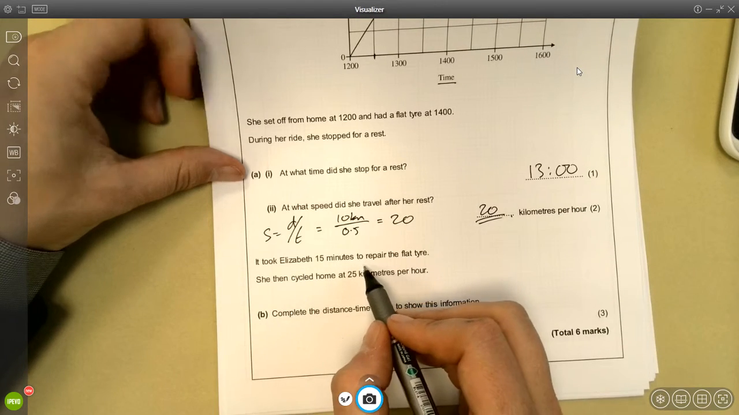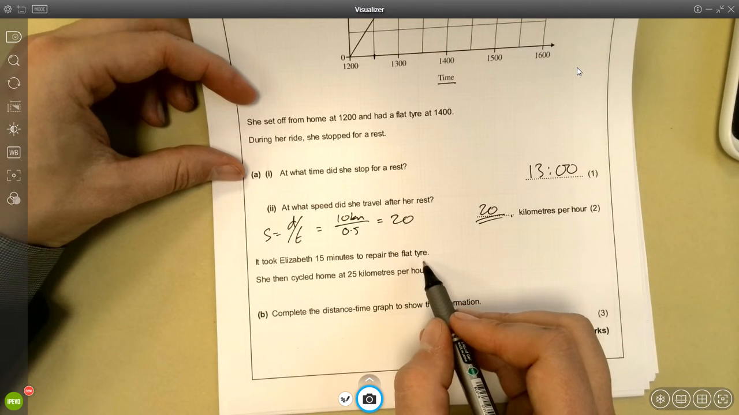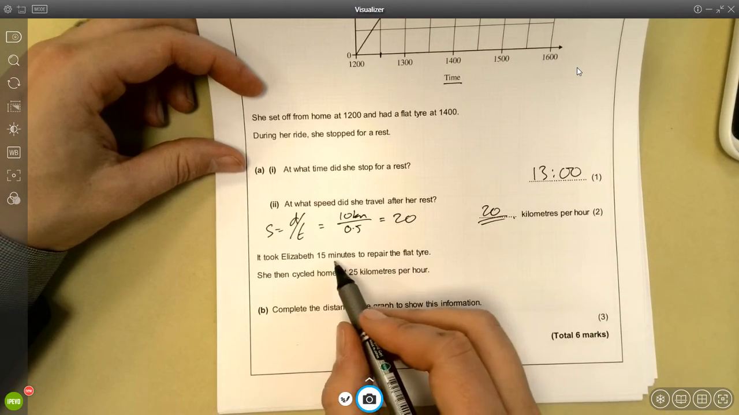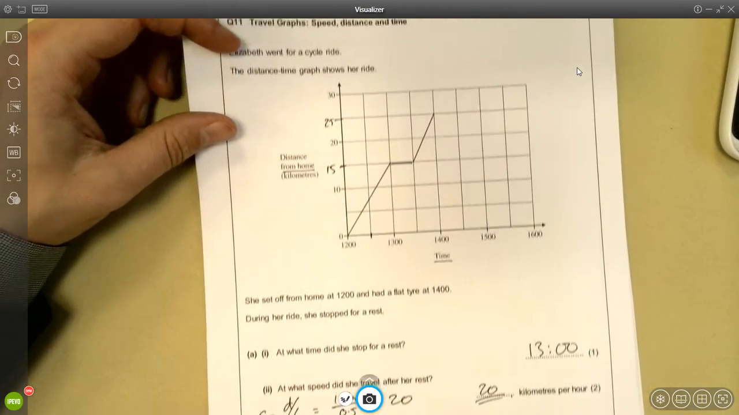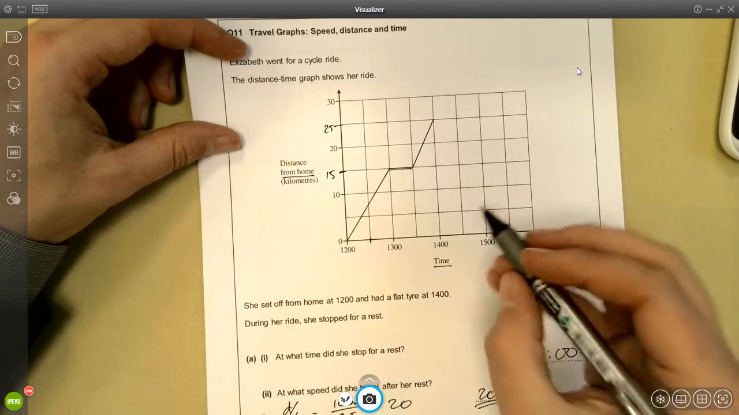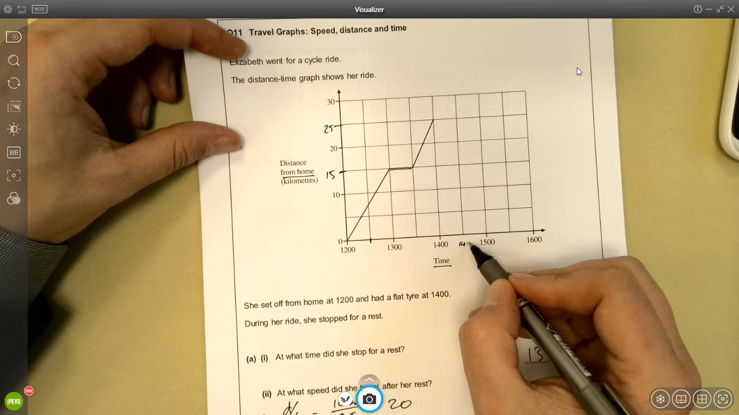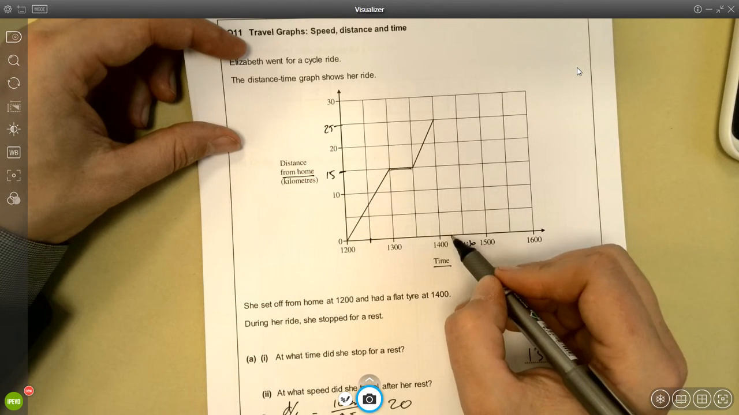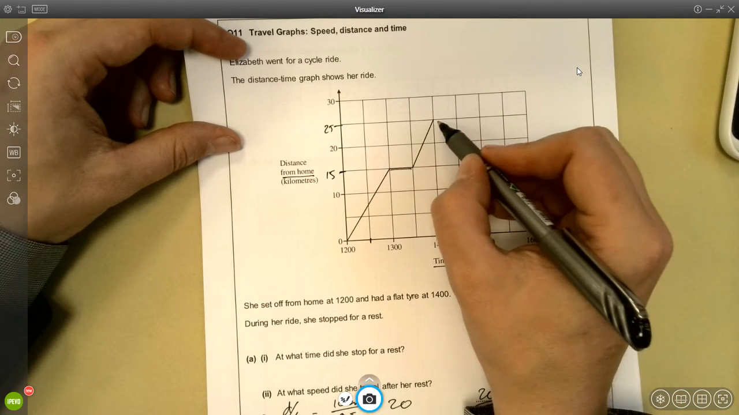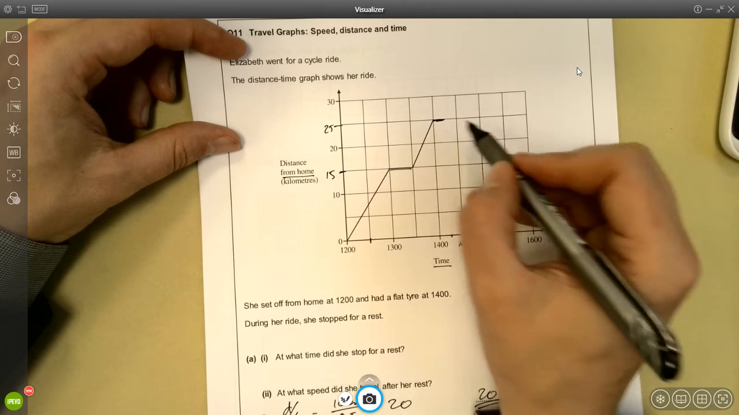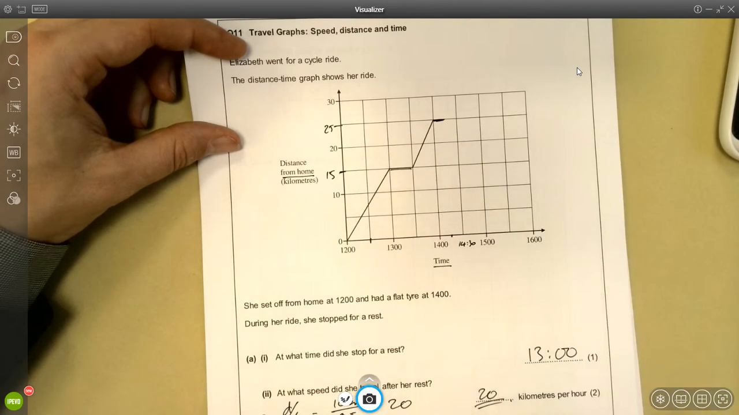Okay, 15 minutes to repair a flat tire. Impressive. So look, that's going to be no distance traveled. Well, if that is 14:30, we're going to need 15 minutes, just a little bit halfway along there. So that's repairing the tire.